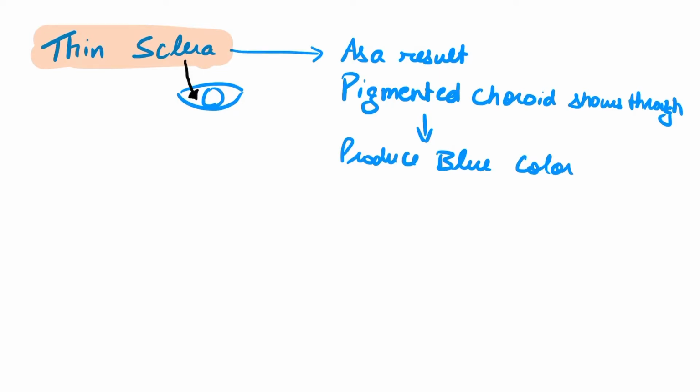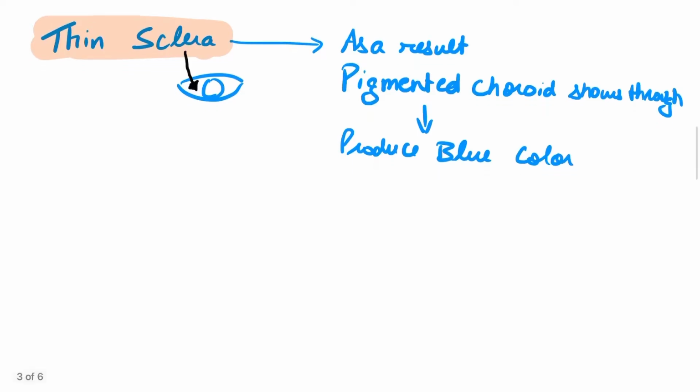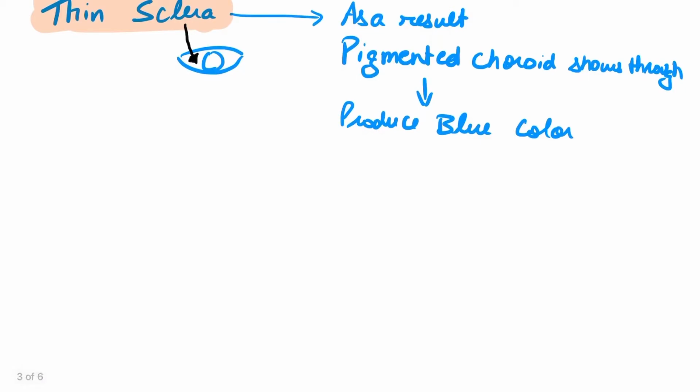The sclera of our eye is very thin, and we can easily see the choroid which is present beneath the sclera, which is of blue color. So we see a blue hue of the sclera in osteogenesis imperfecta.